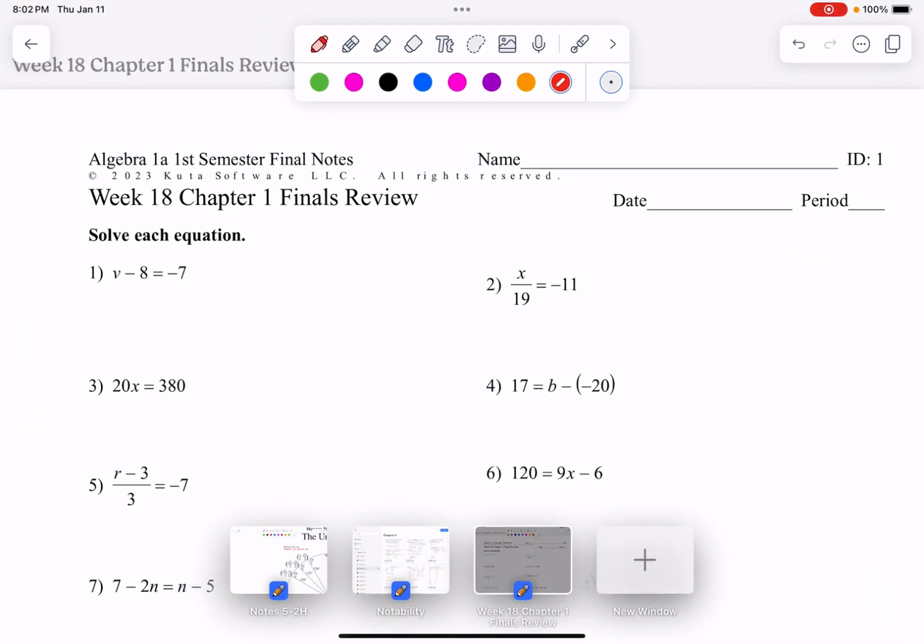Today is day 1 of reviewing for final exams. We're going to take a look at what we did in chapter 1, where we worked on solving equations. We want to get the variable, the letter, by itself and find out what it's equal to. Let's take a look at some one-step problems, and then we'll move on to two-step and multiple-step problems.